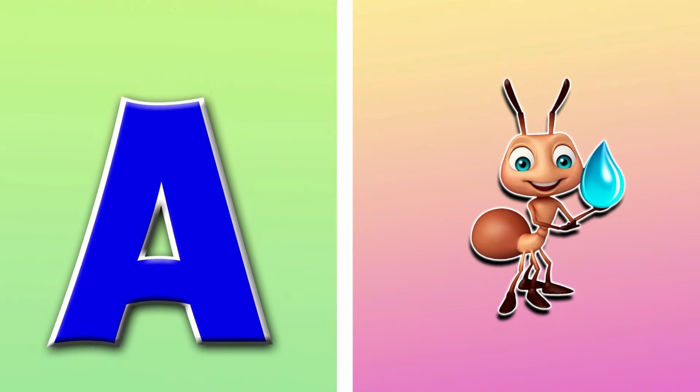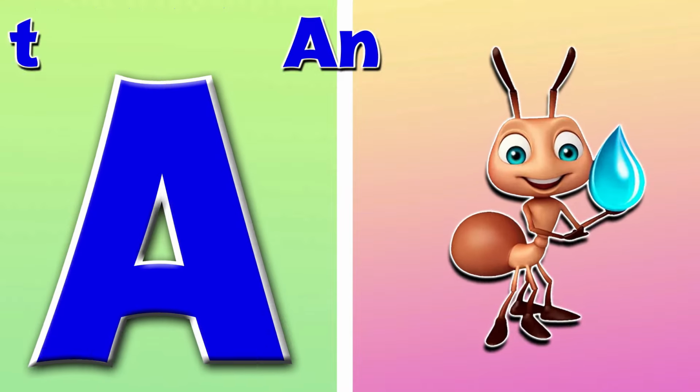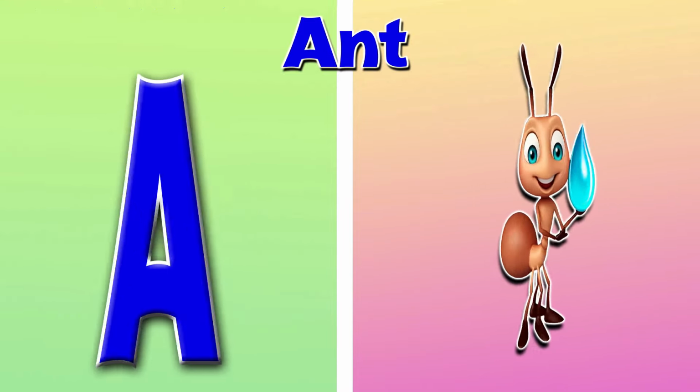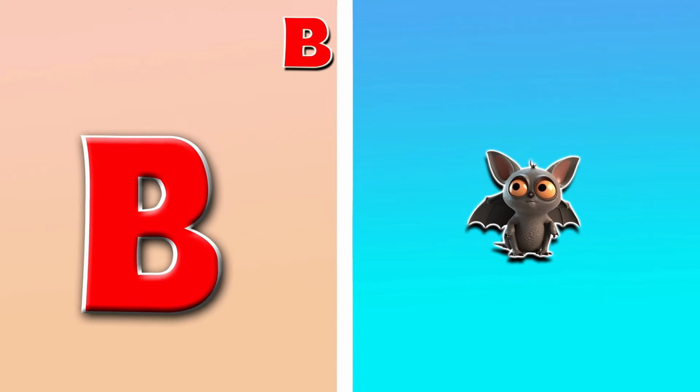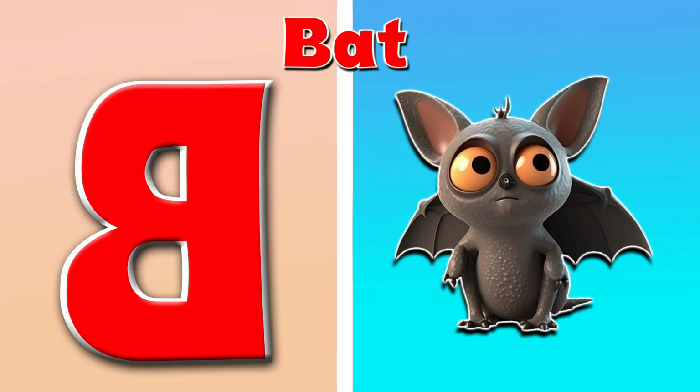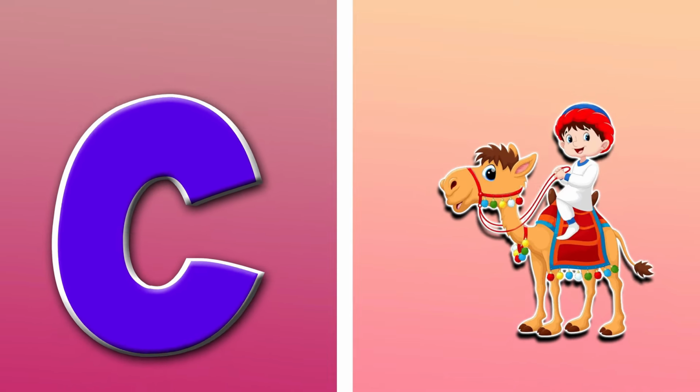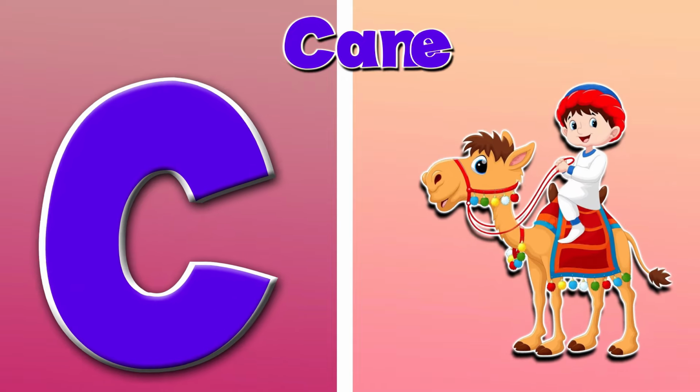A is for ant, a ant. B is for bat, b b bat. C is for camel, c c camel.